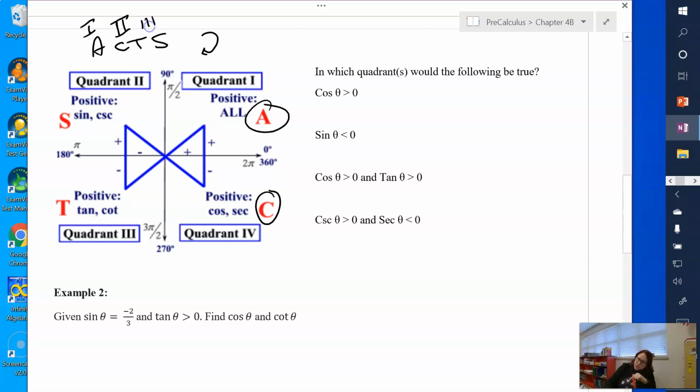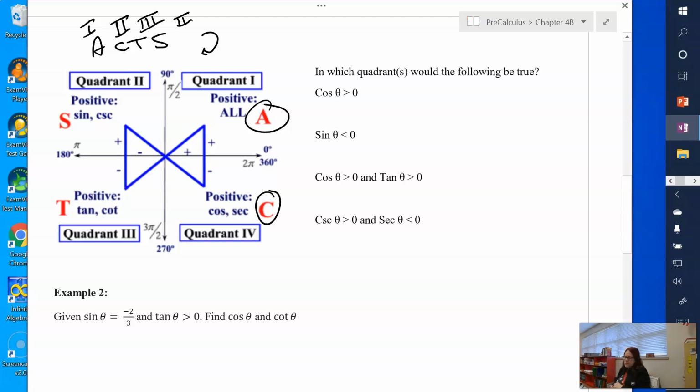T is quadrant 3. T stands for tangent, and its reciprocal is cotangent. So in quadrant 3, the tangent and the cotangent are positive. S is quadrant 2. S also stands for sine. Sine and its reciprocal cosecant are positive in quadrant 2. So if you just remember it as ACTS, A-C-T-S, and just work your way around the quadrants, you can very easily remember who's positive and who's negative.